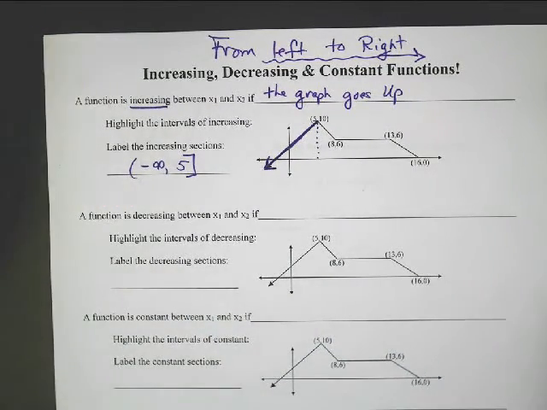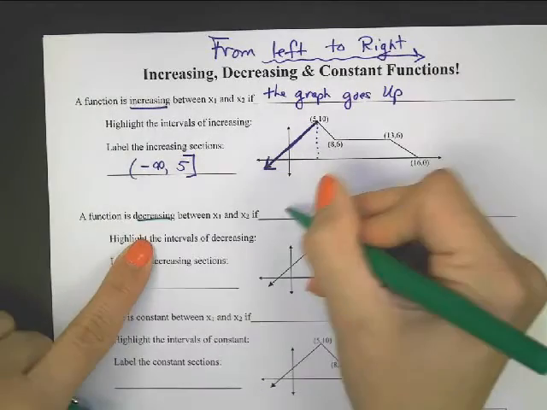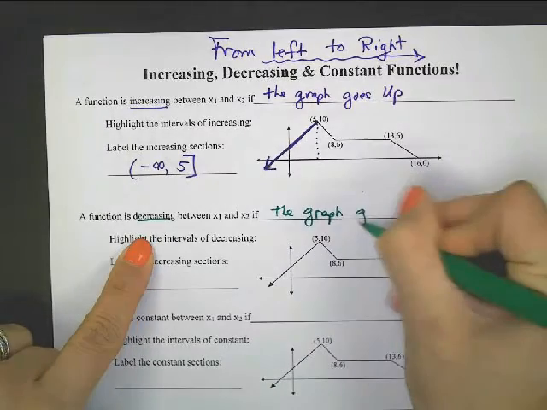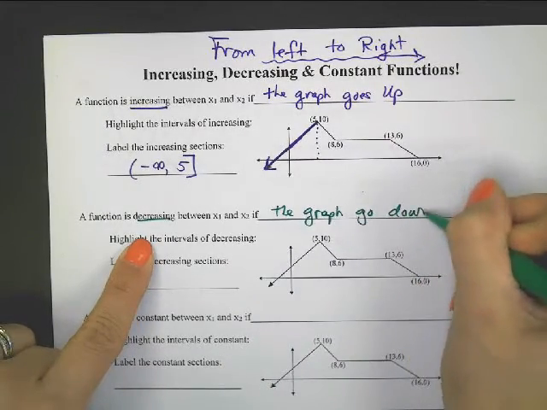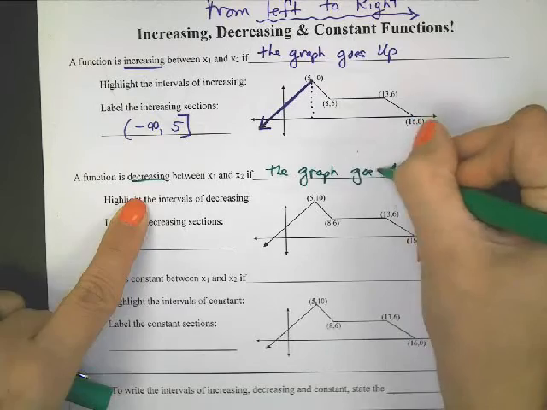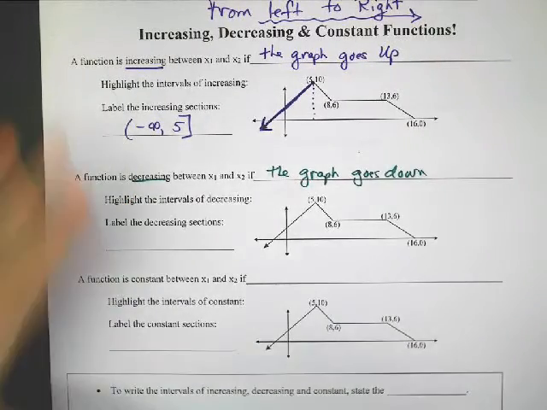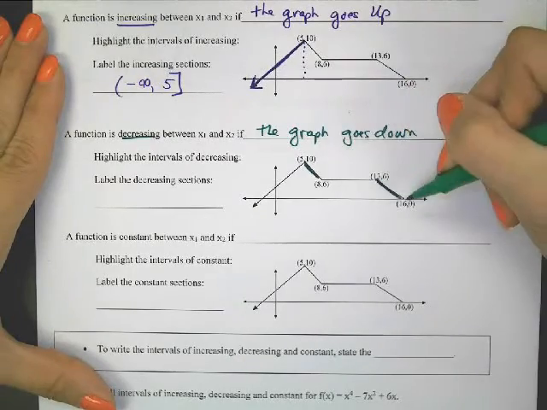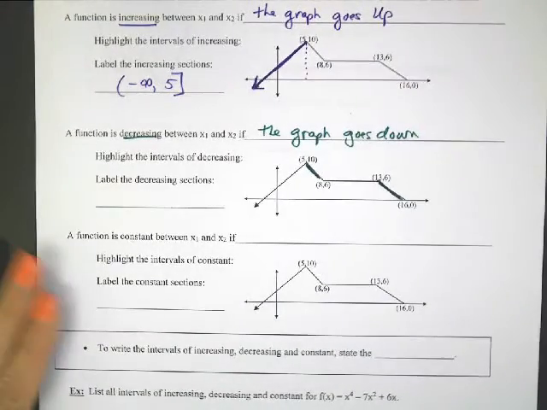Okay, let's take a look at some decreasing. It's decreasing if the graph goes down, if all the y values go down. So here is a decreasing section, and here is a decreasing section. So we've got two decreasing sections.